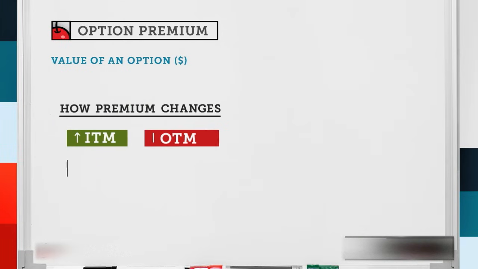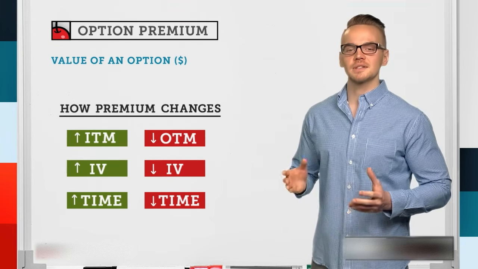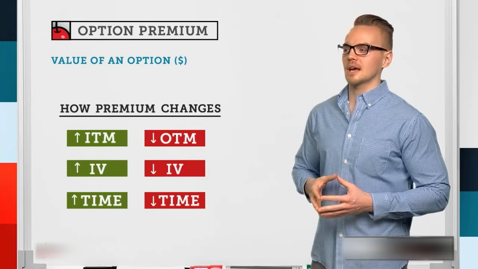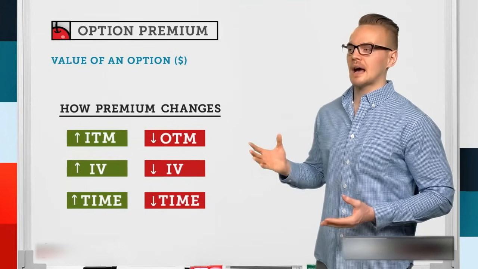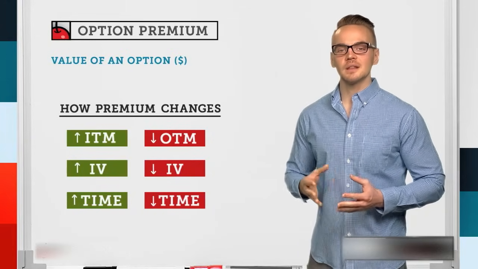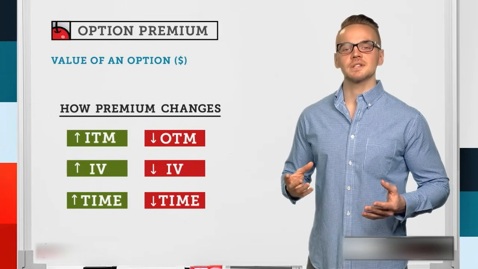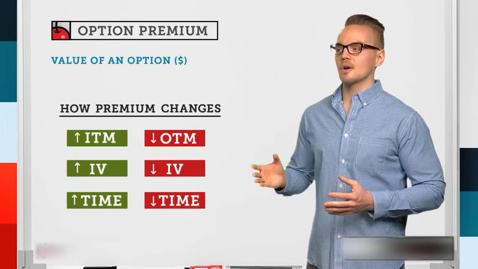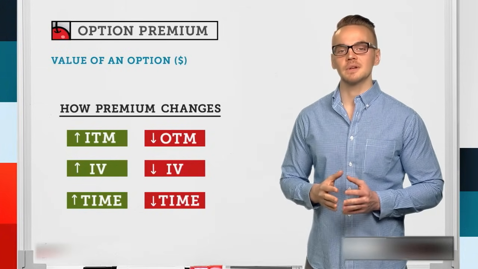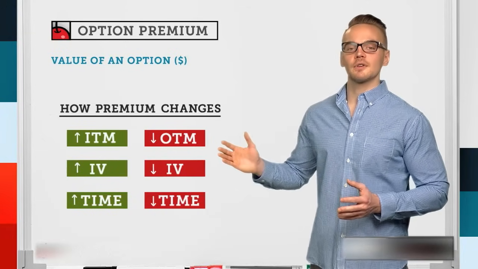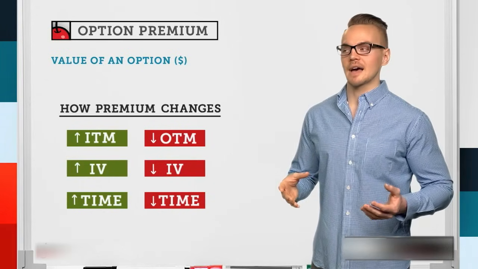As you can see in this diagram, we're looking at how premium changes. On the left side, we look at what increases option premium, and on the right side, what decreases it. The first thing that increases option premium is how far it is in the money, notated here as ITM, which refers to how much intrinsic value the option has. The more an option goes in the money, which for calls means the strike is below the stock price and for puts above the stock price, the more intrinsic value it has, and therefore the more option premium.